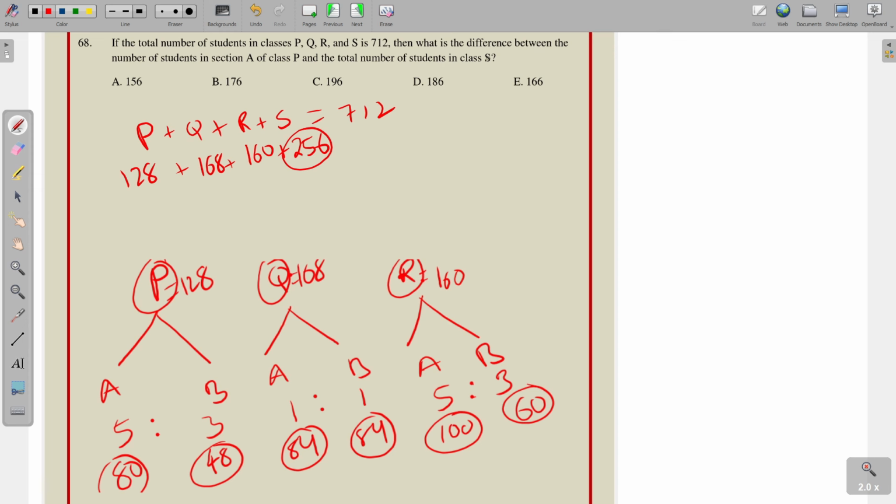Next, what is the difference between the number of students in section A of P class and total number of students of S class? P in section A it is 80. So, in these two difference it is 176. 176 is our answer for this question.